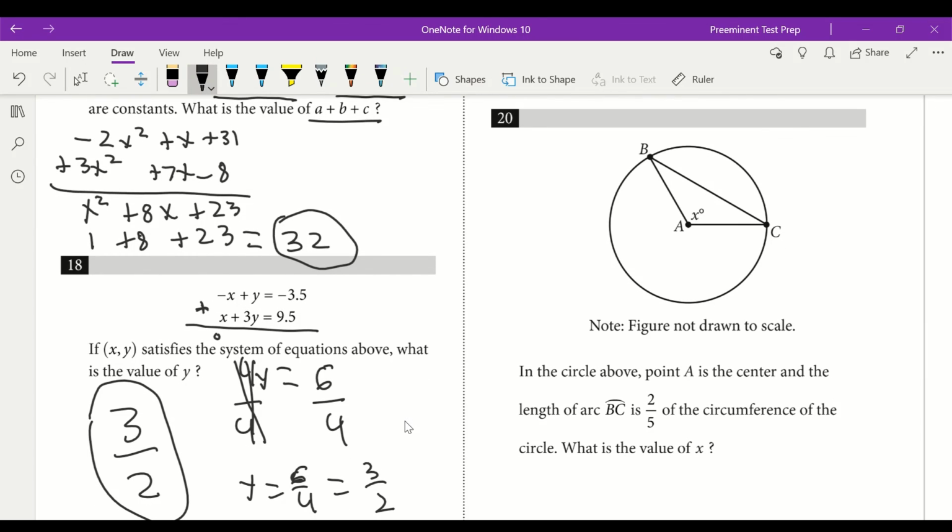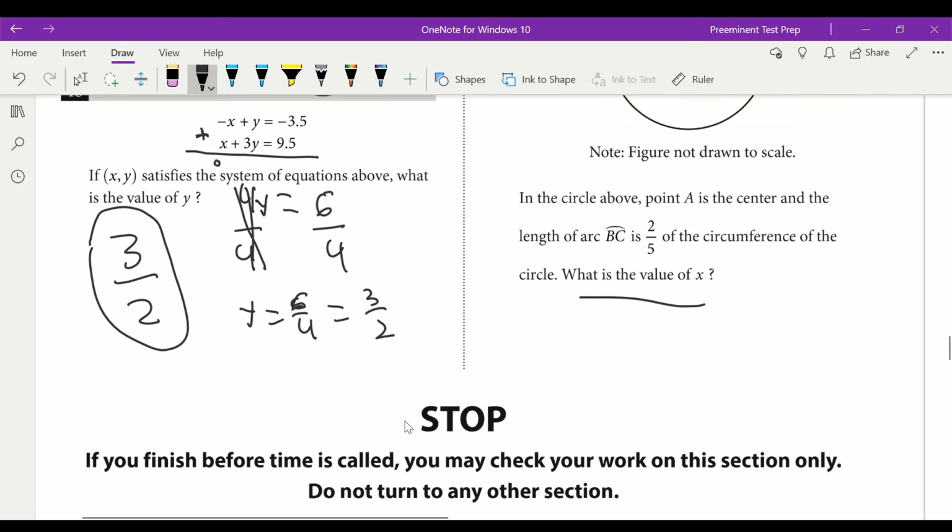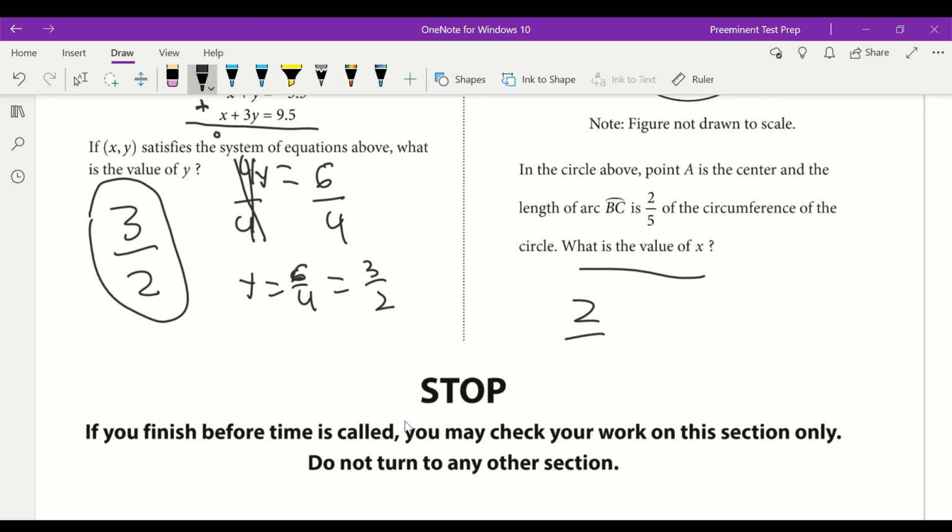Question 20. In the circle above, point A is the center, and the length of arc BC is 2/5 of the circumference of the circle. What is the value of x? Alright, well we know that our arc length BC is 2/5 of the circumference. Well, if our arc length is 2/5 of the circumference, then our angle x will be 2/5 of our total angle, right? Well, we know the total angle in a circle is 360. And we know our angle x is 2/5 of that. So we have 2/5 times 360 over 1.